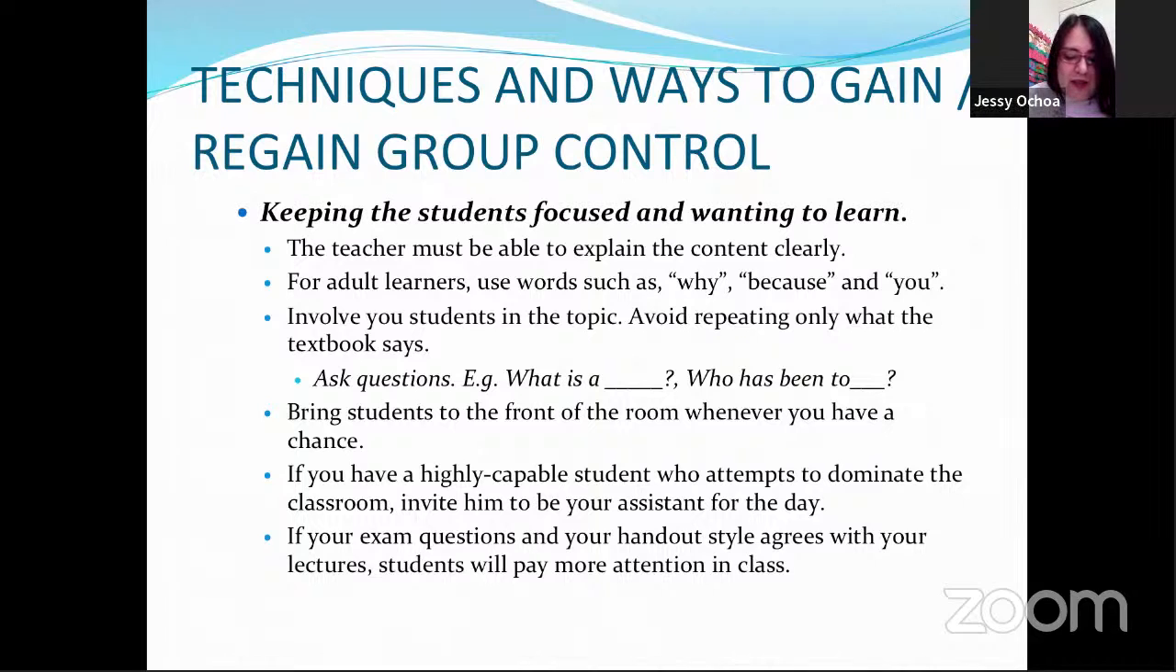If you have a highly capable student who attempts to dominate the classroom, invite him to be your assistant for the day. Very good. If you have a highly capable, in other words, if you have a nerd in the classroom, that's good and that's bad. Típico así de, pick me, me teacher, miss, yo acá, miss. So then invite them to be your assistant. In other words, keep them busy. That is the solution for them.